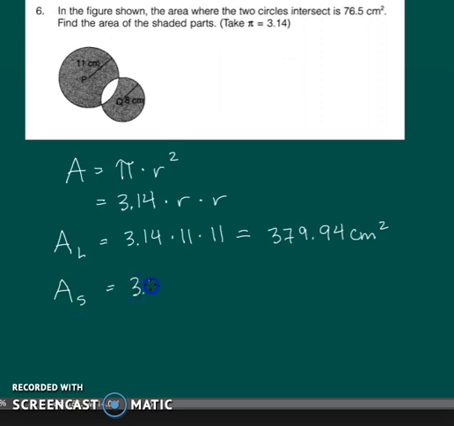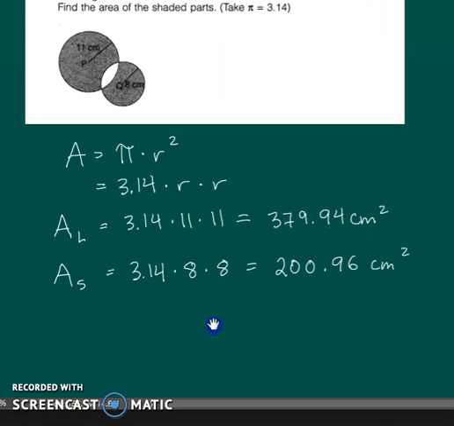And for a smaller circle, which I'm going to call area sub S for small, I will write 3.14 times the radius, which is 8, and once again times 8, and I will get 200.96 centimeters squared.